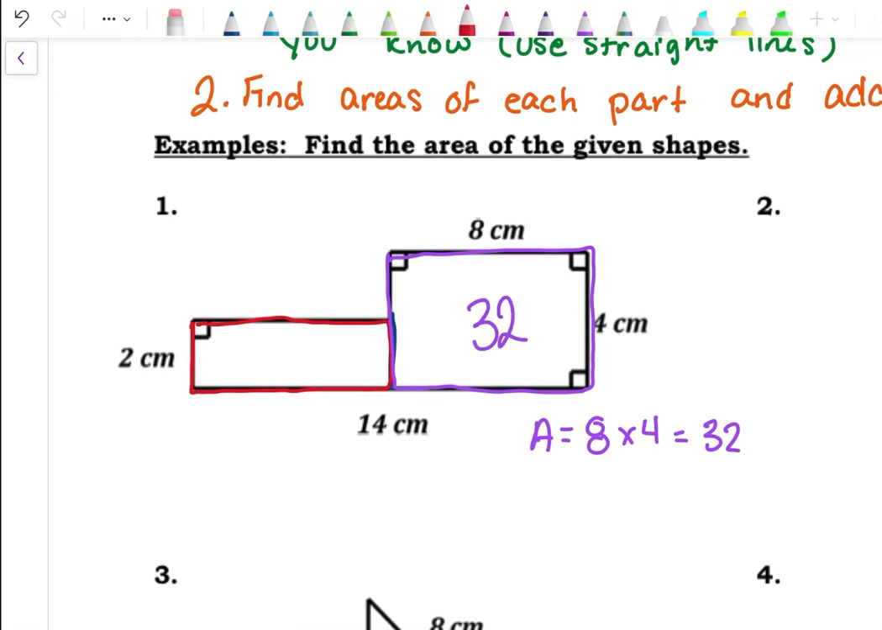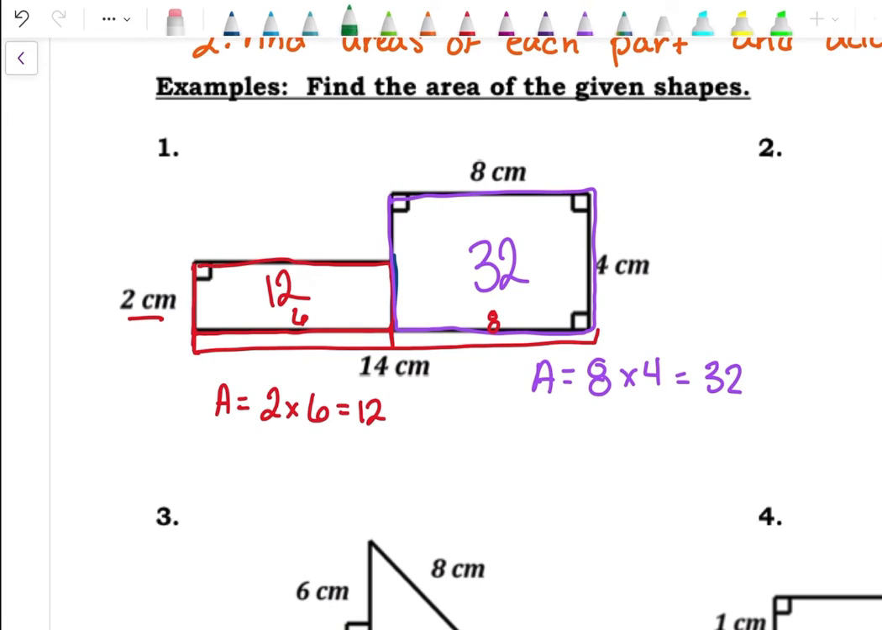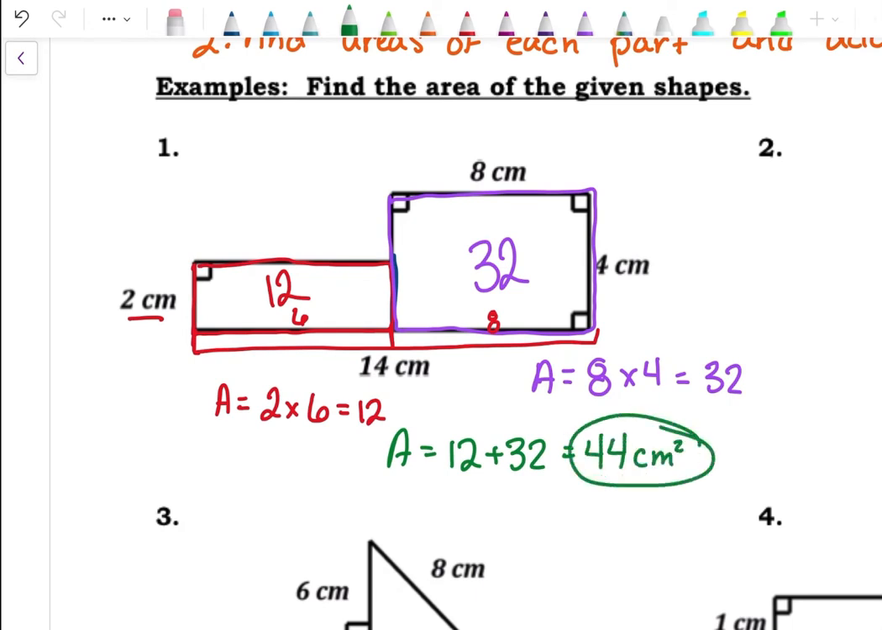For the red rectangle, I know the height is 2, but I don't know this base length. However, I do know that this full length is 14. So to find that missing base, all I need to do is subtract 8, because that's this length right here. So 14 minus 8 is 6, so this is going to be 6. So the area of the red rectangle is 2 times 6, which is 12. So the area of both is going to be 12 plus 32, which is 44. So this is 44 centimeters squared in area.